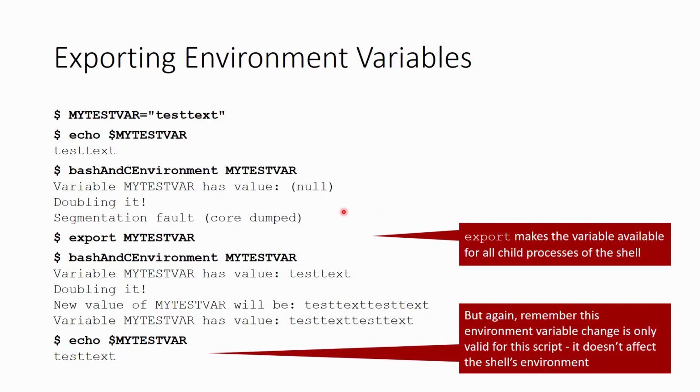So what happens here is that this variable did not exist for this particular program. And the reason is because we didn't export it. So here we'll export myTestVar, which makes it available for child processes of the shell. Then when I run the C environment program again with the variable, I do get a complete run of this, and it shows us the value being doubled. But just like before, when this process terminates, we can echo this thing out, and it shows us, sure enough, it didn't stick.